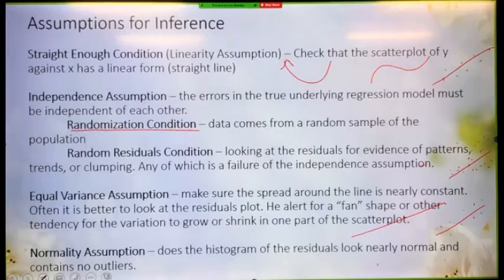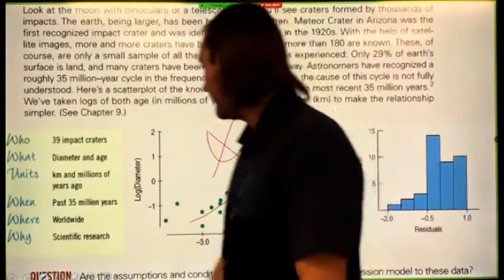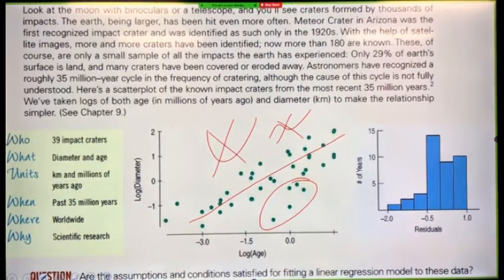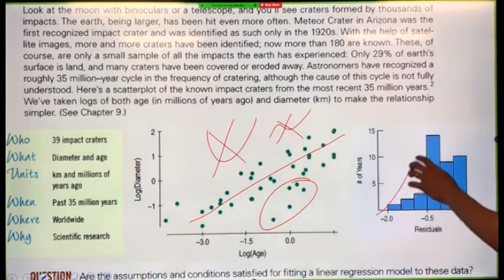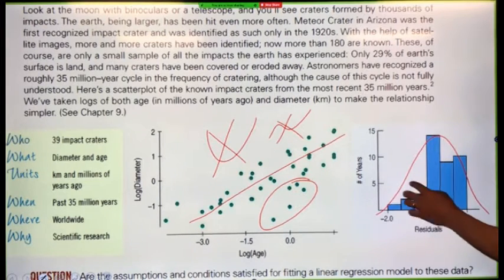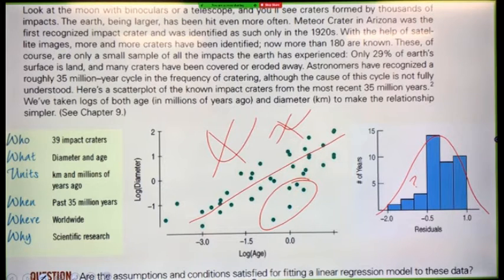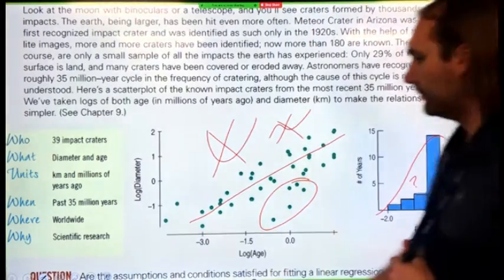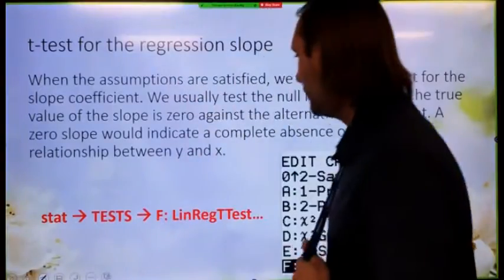So that one's okay. And normality: does the histogram of the residuals look normal and contain no outliers? So here's my residual histogram. What do you think? Does it look normal? No, it's a little off, right? It's a little skewed. I don't see any outliers, so that's good. But it's a little off there. I may have to put that in my report. Notice that my residual histogram is a little bit skewed. It's not normal, it doesn't fit the normal curve there.